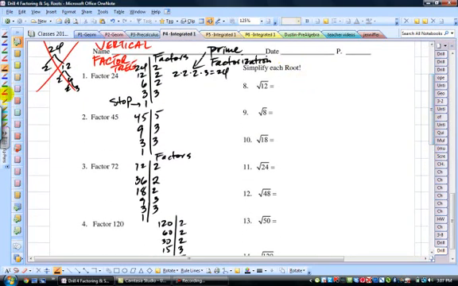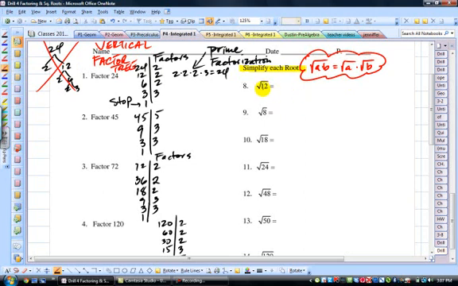Okay, now the key to this one, on simplifying the roots, let's highlight that. All right, it is this fact: the square root of a times b equals the square root of a times the square root of b. That's from Algebra 1. Because of that, if I can factor a number, then I can simplify a root easily.